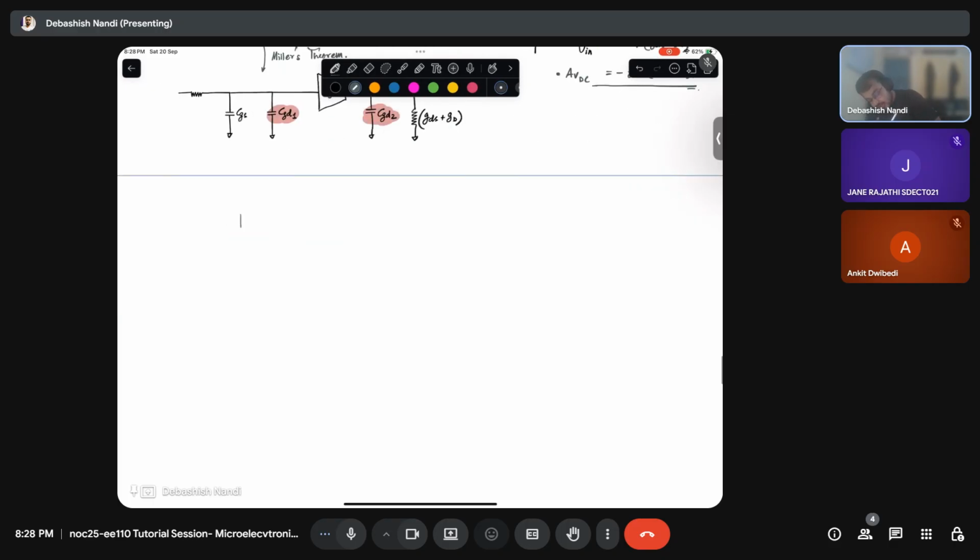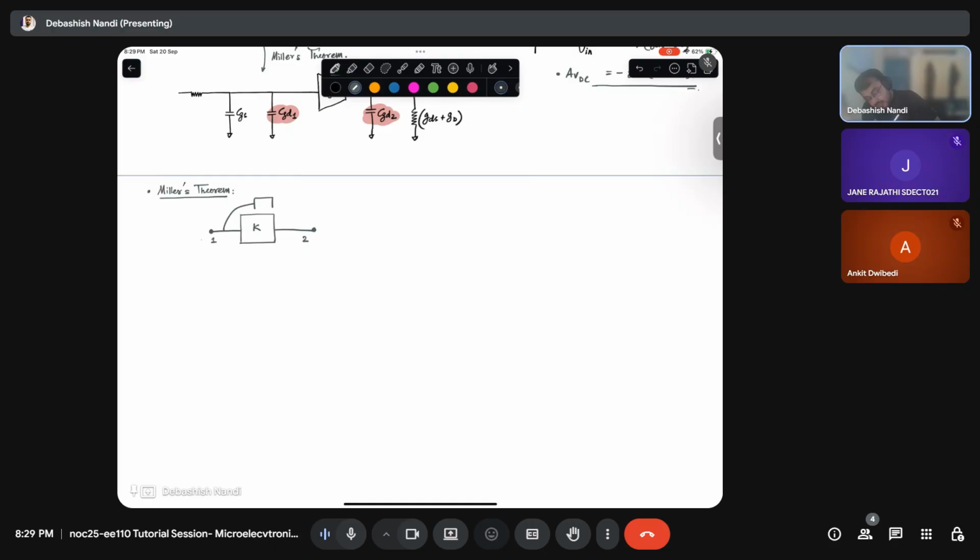So Miller's theorem tells you... Miller's. So let's say we have a stage K. This is your input node. This is your output node.